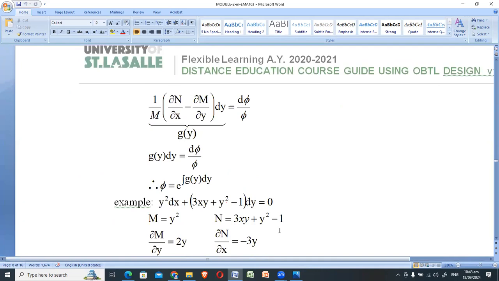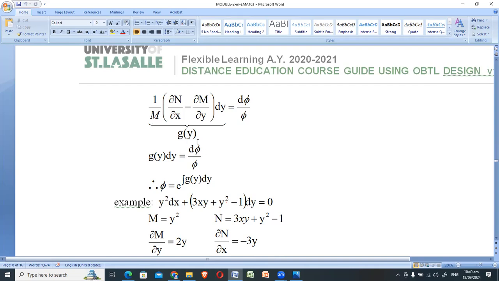Okay, so your g of y will be somehow similar to the function of x, only that we interchange the manner of subtracting the partial derivatives here. So it's partial derivative of n with respect to x minus partial derivative of m with respect to y, this time dividing it by m, not by n. You're expected to get a g of y only, or a function of y only.